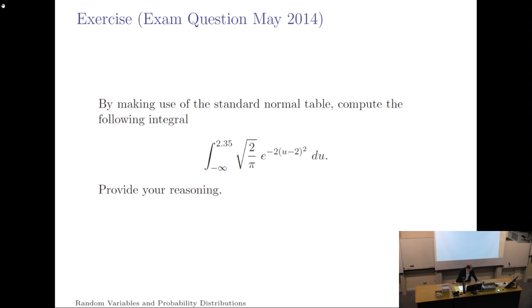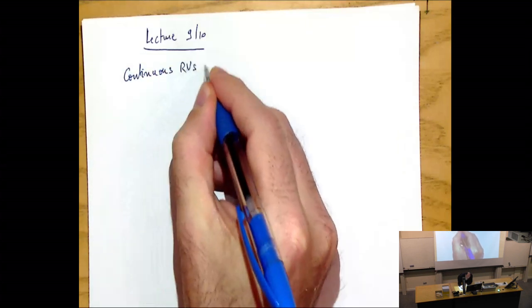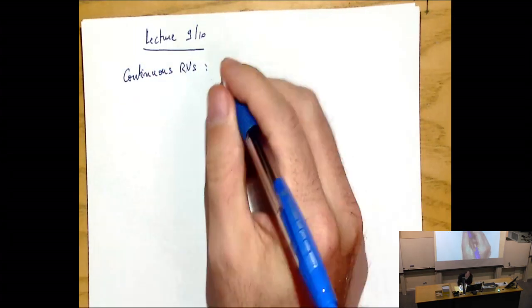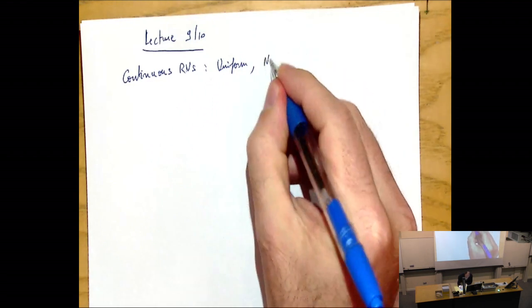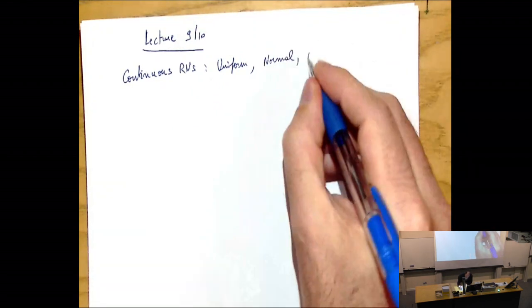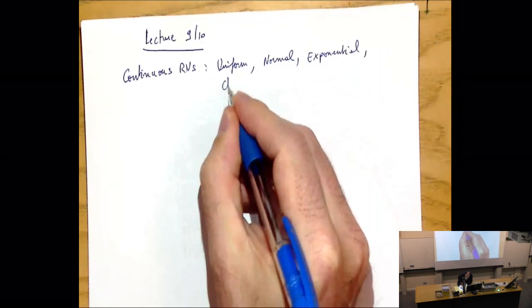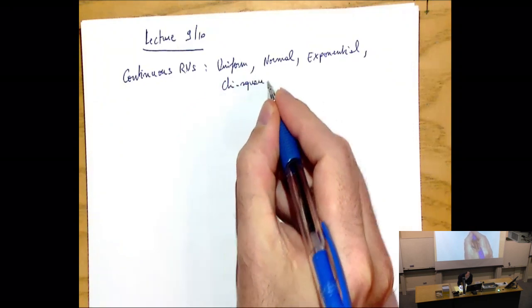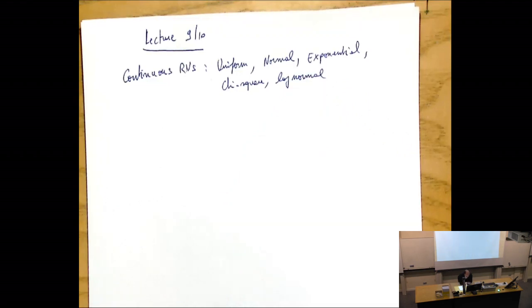Okay, so last week we looked at continuous random variables, and we looked at a few very important ones. The first one was the uniform. Then we had the normal random variable. We had exponential. We looked at chi-square, log normal. But I think those are the most important ones we looked at.